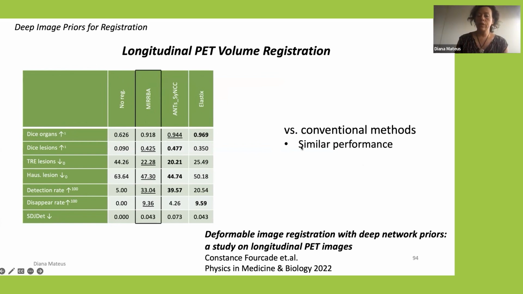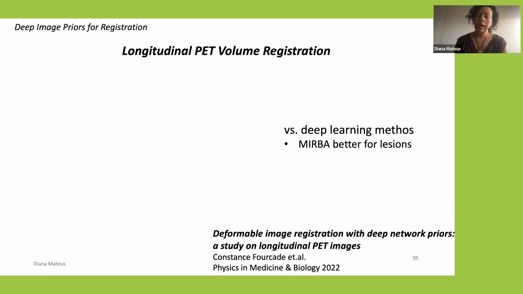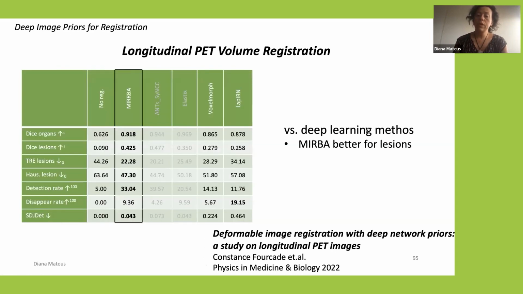When we compare to conventional methods, we are second best to the two that we chose. So we cannot yet claim that this is going to be better than conventional methods, but we are closing the gap. And when we compare to deep learning methods that use a database, so VoxelMorph and LapIRN here are using a database for training, then we see that we get better results than those. Of course, the price is that we do this at a much slower rate.